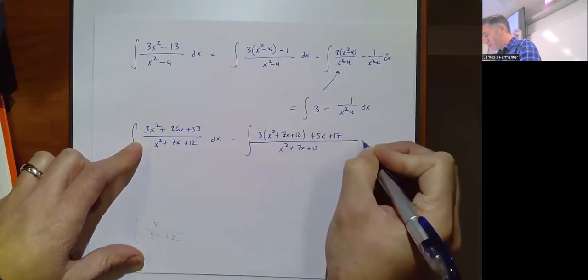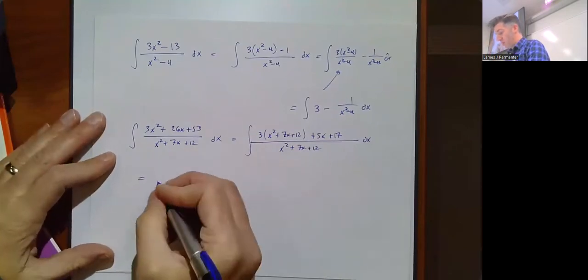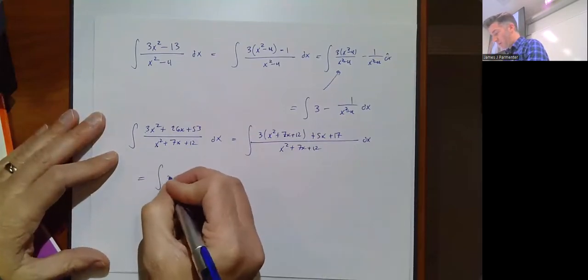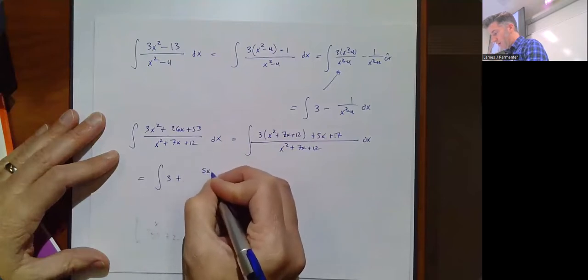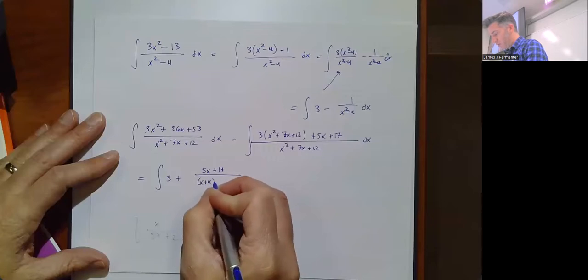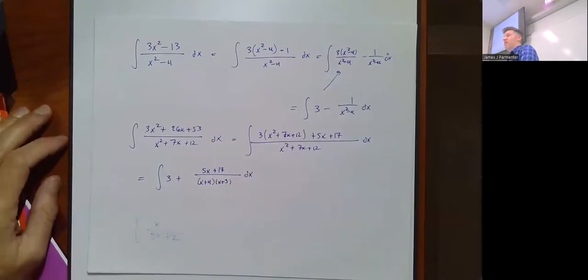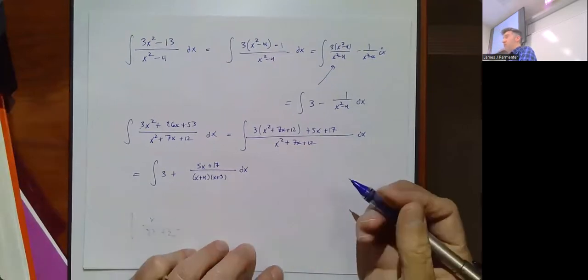But I think it only really works nicely when the top and the bottom have the same degree. So I'm not going to finish this one, but I'll point out this is going to equal the integral of 3 plus 5x plus 17 over that factors as x plus 4 times x plus 3. You could get away with doing it that way, but it's just as simple to do the polynomial long division.